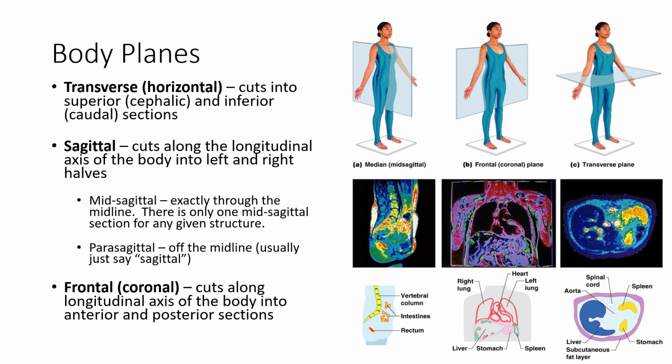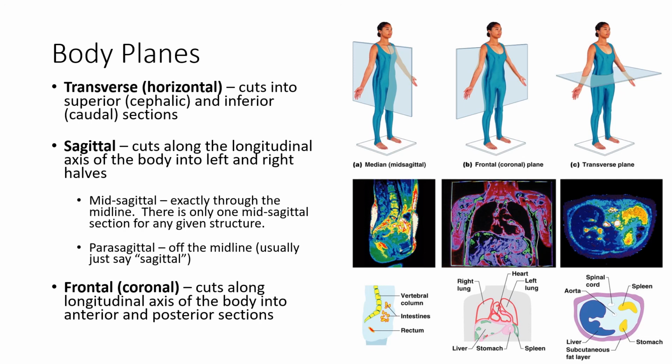Next is sagittal here on A. Sagittal cuts along the longitudinal axis of the body, separating it into left and right. This can be further divided into mid-sagittal or parasagittal. Now, mid-sagittal means that it is exactly through the midline, like a perfect equal cut. There's only one mid-sagittal section on any given structure where there's an equal divide between right and left. Otherwise, it's called just sagittal usually.